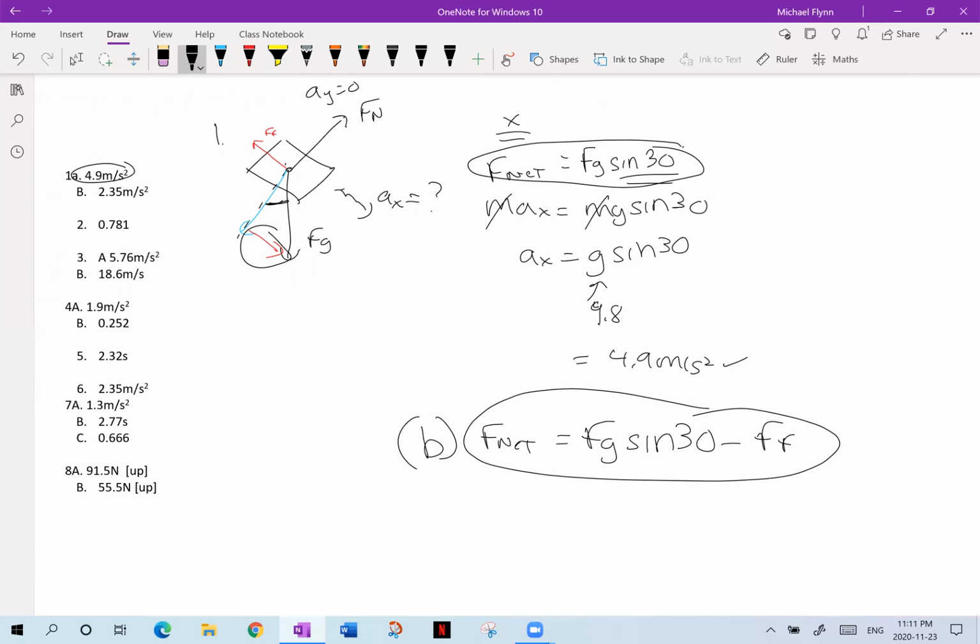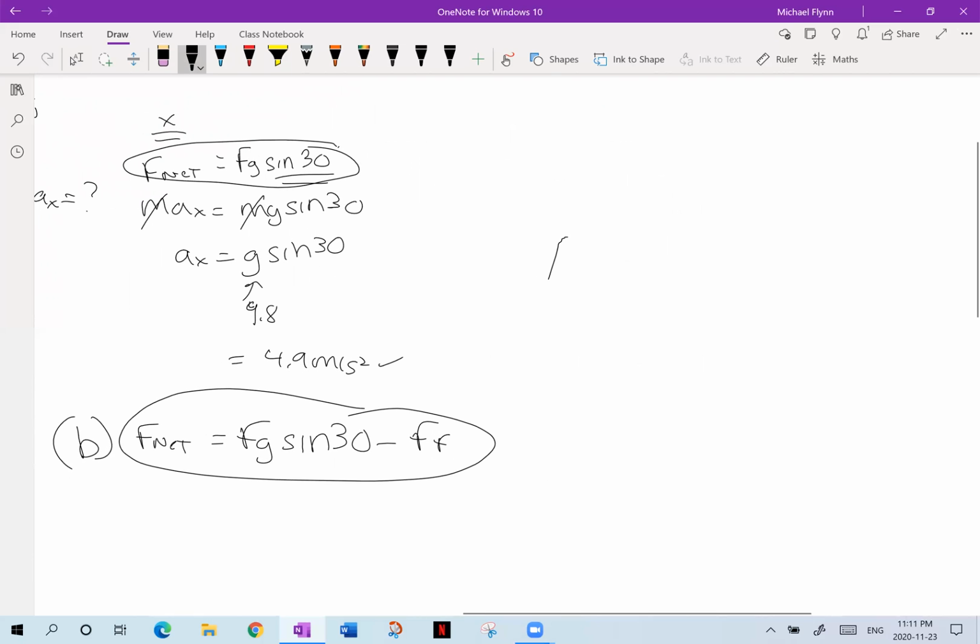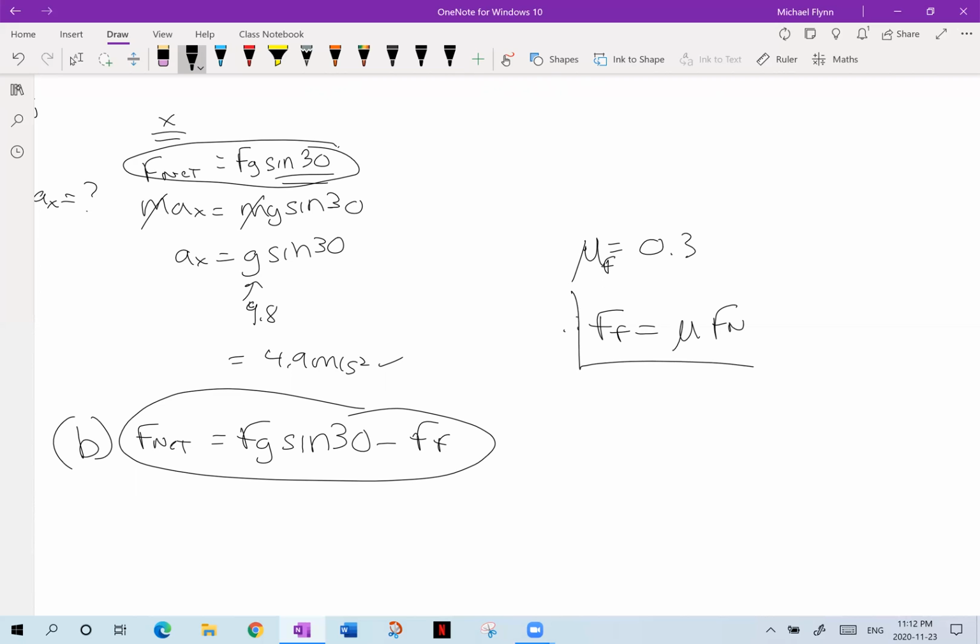Okay? Now, the formula for friction is that the coefficient being 0.3 in the question, okay, that's the coefficient of friction, in this case, sliding friction. So therefore, the force of friction equals mu Fn. That's the formula that we always use for friction.